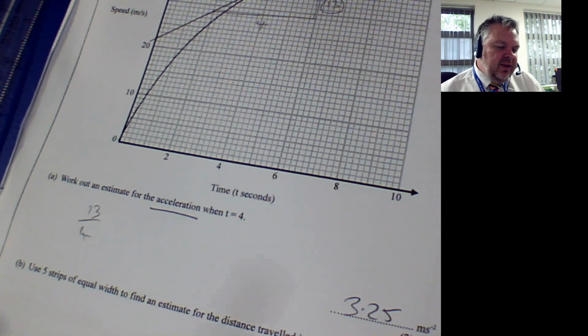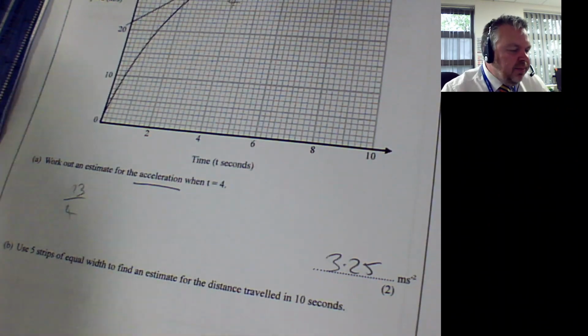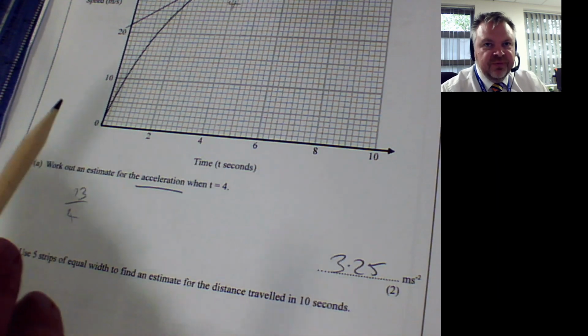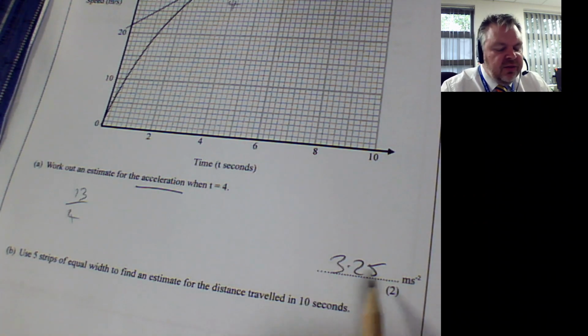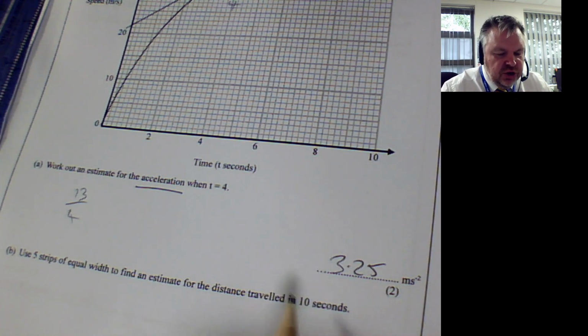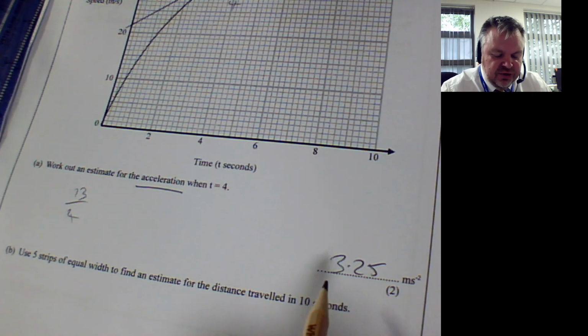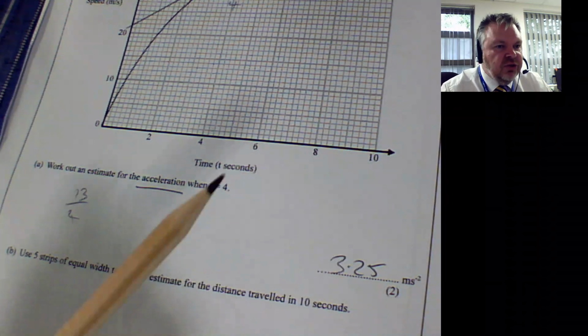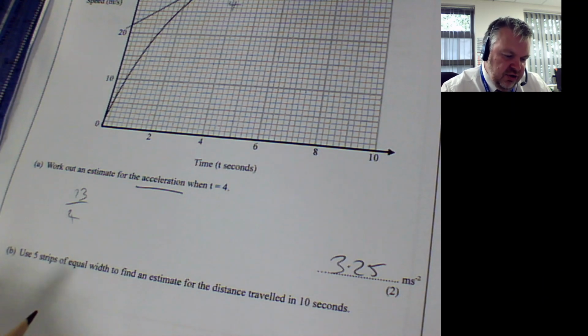Now again, don't worry if when you come out of an exam and people are talking about it, saying, oh, what value did you get for your acceleration? There's going to be a range of values, so just because you get something slightly different to somebody who you're talking to does not mean that you are incorrect.